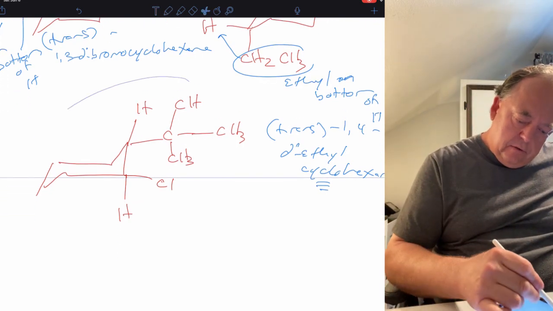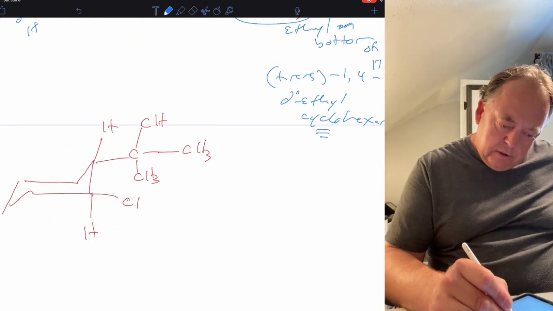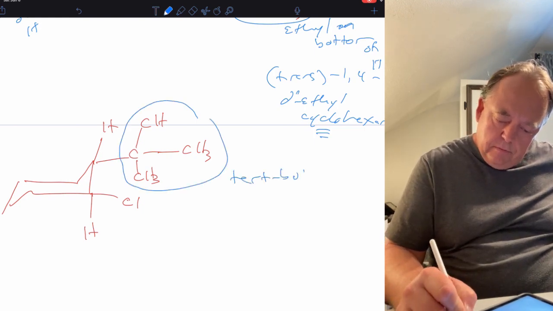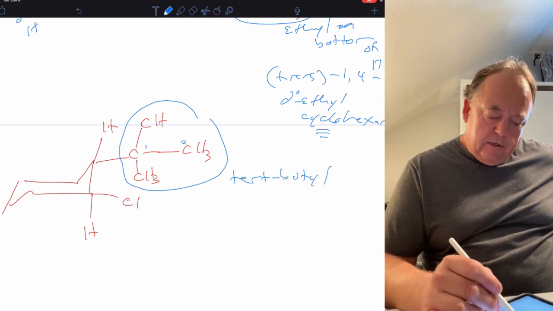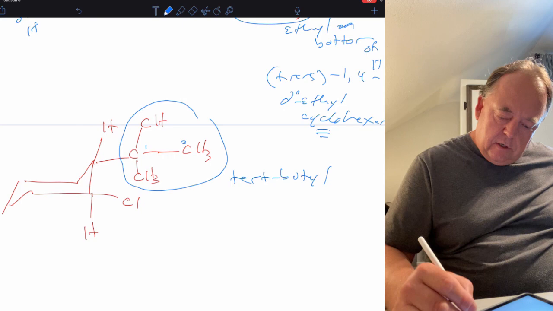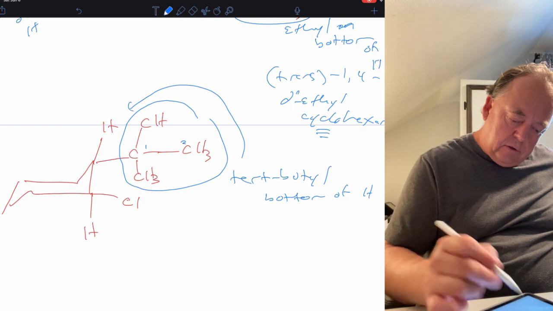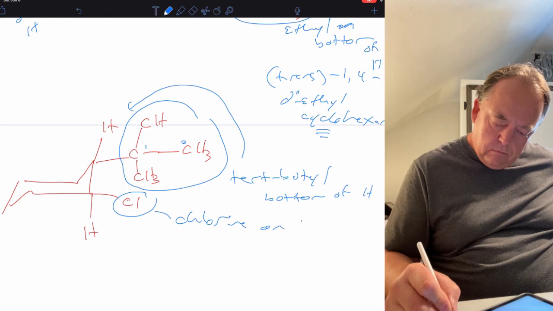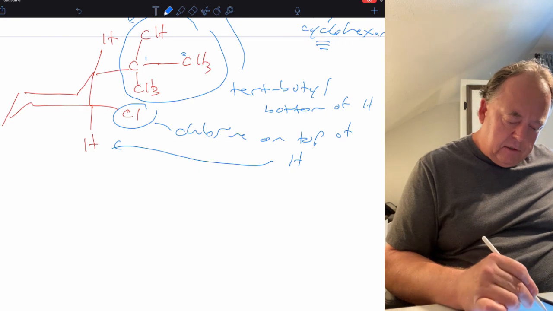Okay, how about for this molecule? Is it cis or trans? So this group, so first of all, what is that group? If you recognize that group, that is a tert-butyl, right? It's 4 carbons, and you got a 1-carbon chain off the parent cyclohexane, and then 2 methyls on the first carbon. That's tert-butyl. So this is on bottom of hydrogen, right? It's on the bottom of that hydrogen, and chlorine is on top of that hydrogen. So this is another example of a trans isomer.